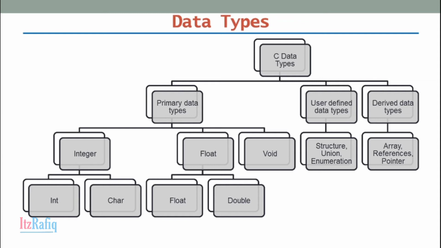Here we'll not discuss about user defined and derived. We'll discuss only about primary data types. In primary, we'll get mainly integer and float. Inside integer, we'll get integer and character. Inside float, we'll get float and double. And one more we'll get, that is void.